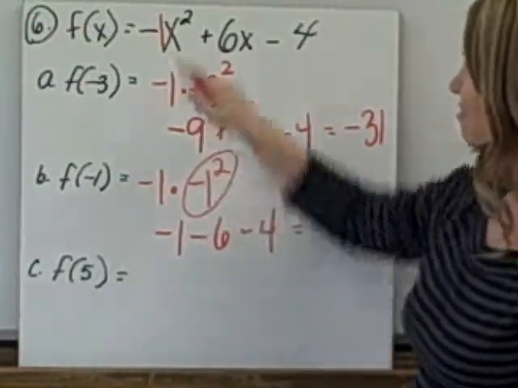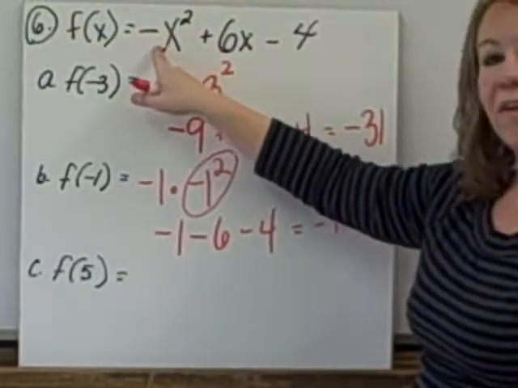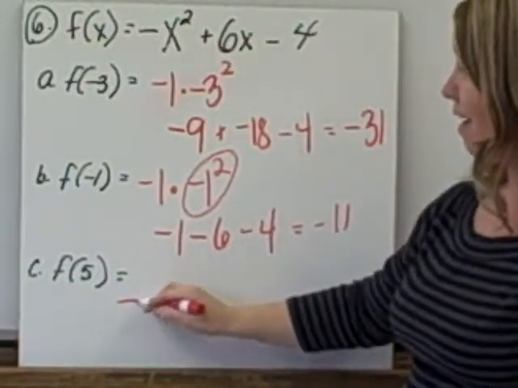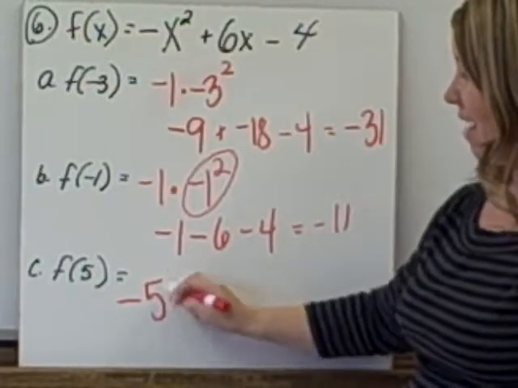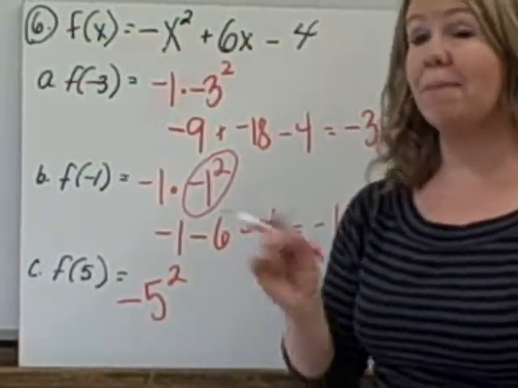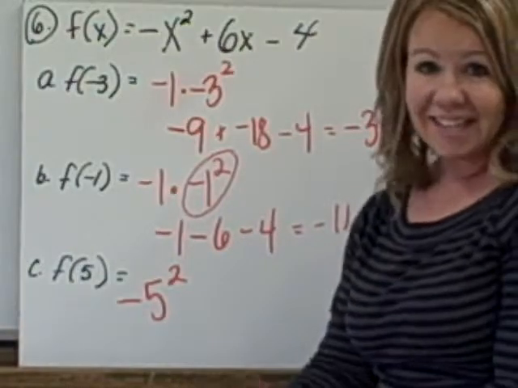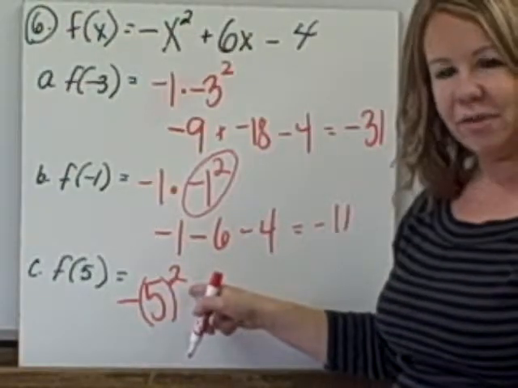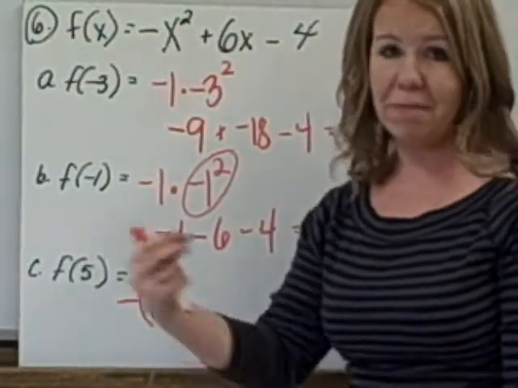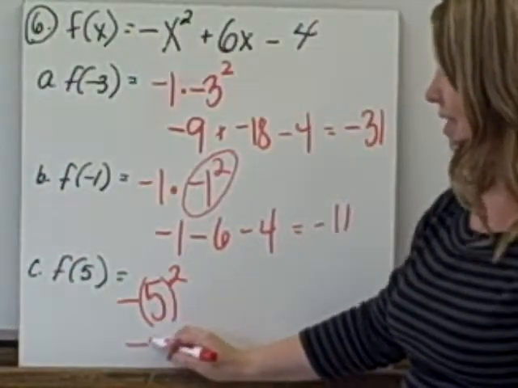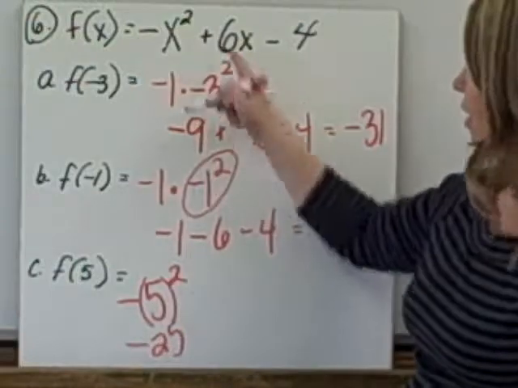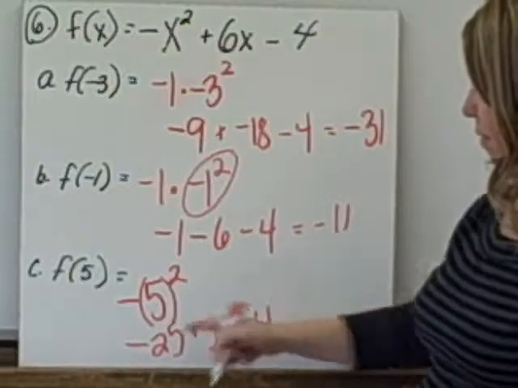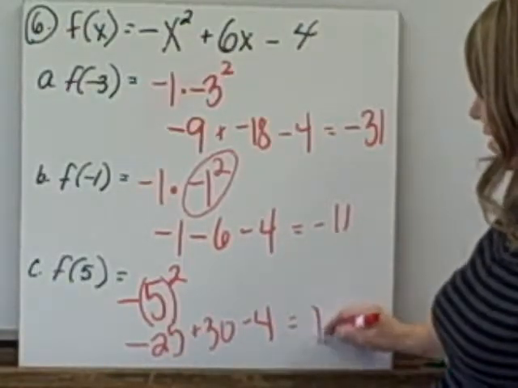And then letter C, again, just be really careful. You can physically write that 1 in there, that's a great idea. Don't fall for the mistake of putting 5 in for x and then saying, well, negative 5 squared is a positive 25. It is, but this doesn't say negative 5 squared. This says 5 squared, which is 25, and then you multiply it by that negative 1. So it actually is negative 25. 6 times 5 is 30, and then bring down that minus 4. Negative 25 plus 30 is 5, minus 4 is 1.